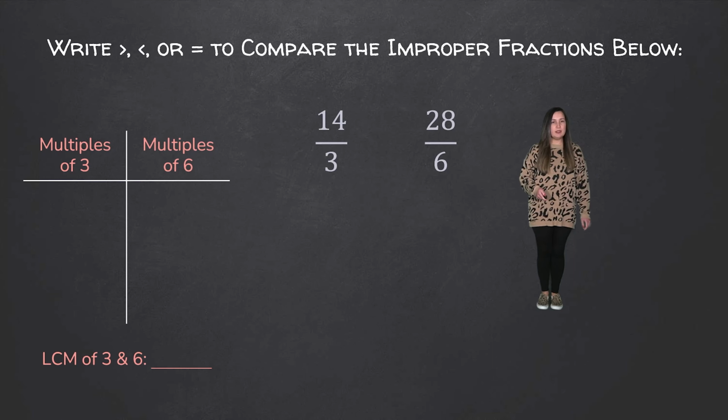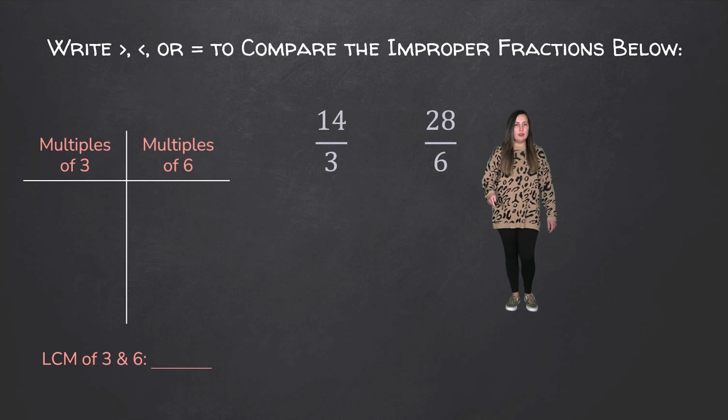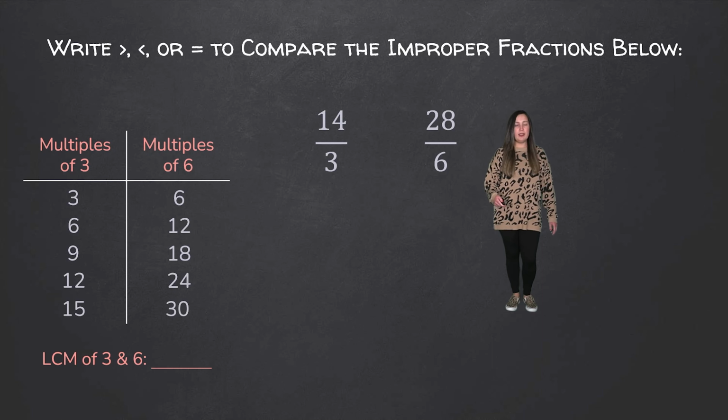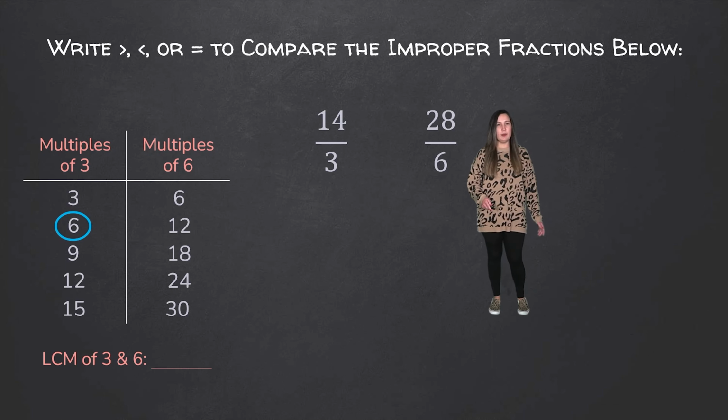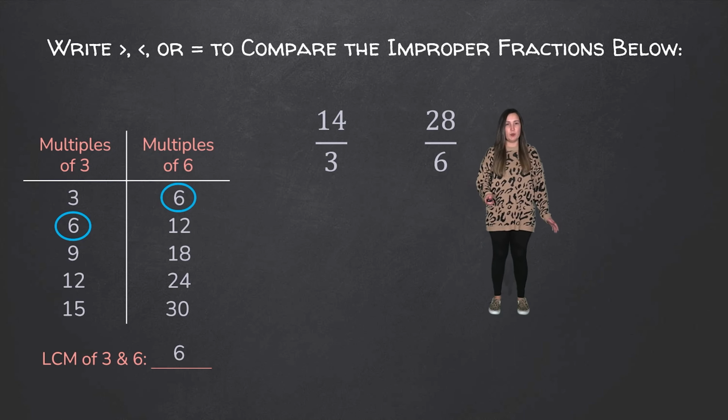So our multiples of 3 are 3, 6, 9, 12, and 15, and so forth. And our multiples of 6 are 6, 12, 18, 24, 30, and so forth. Now, if you look at this chart, we see that they both have 6 in common, and 6 is the least common multiple, because there are other multiples that they have in common as well.